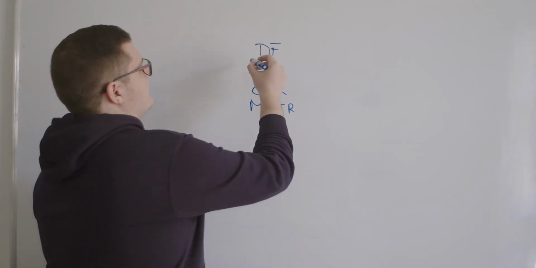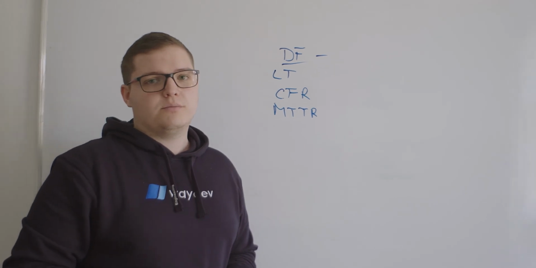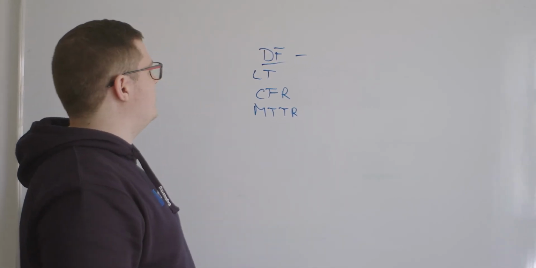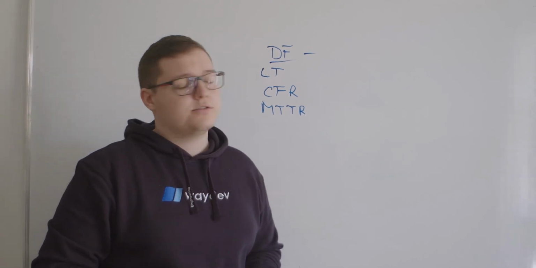First of all, deployment frequency, which most consider the most important metric. It shows how often do teams ship code into production.